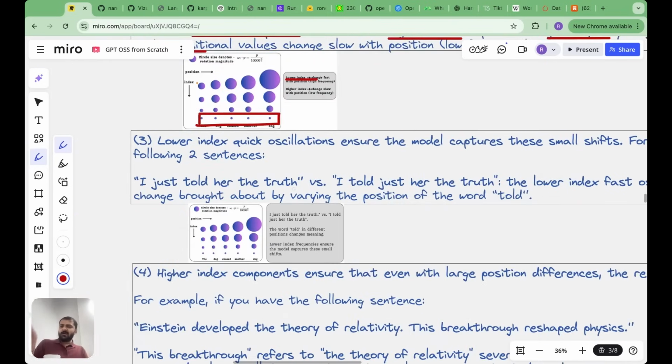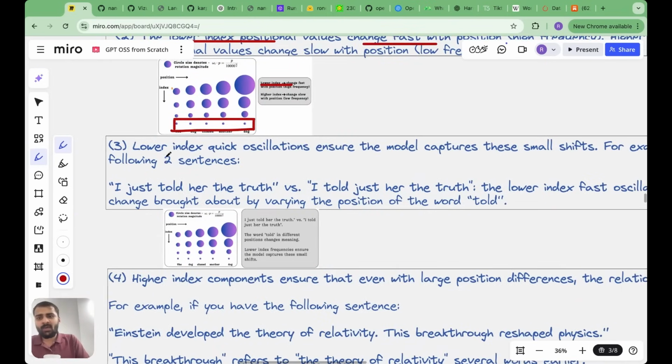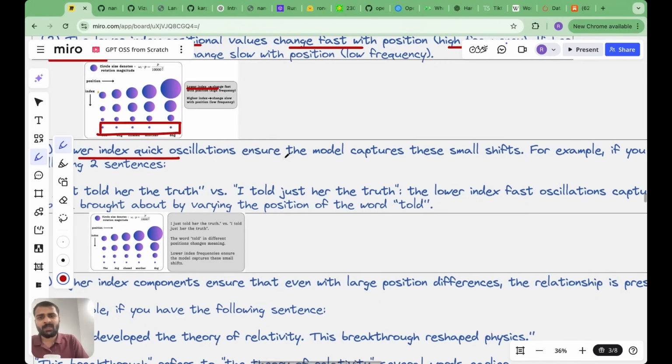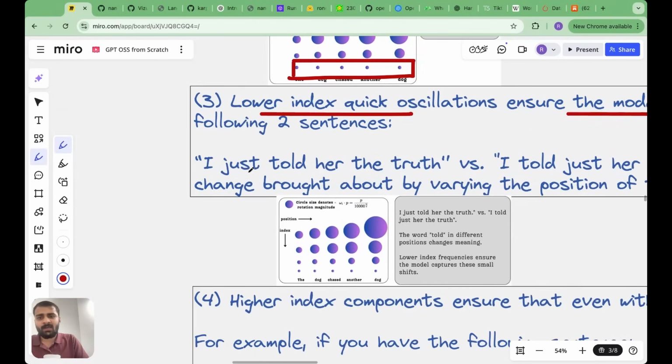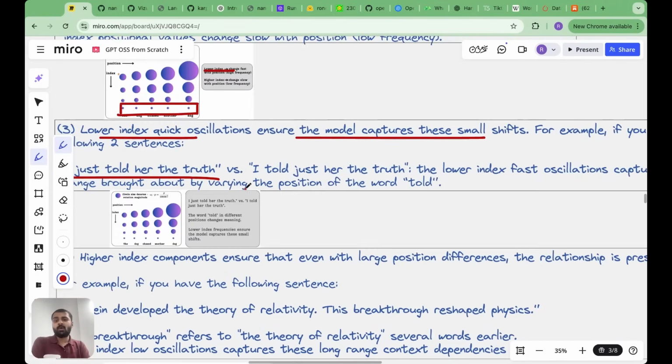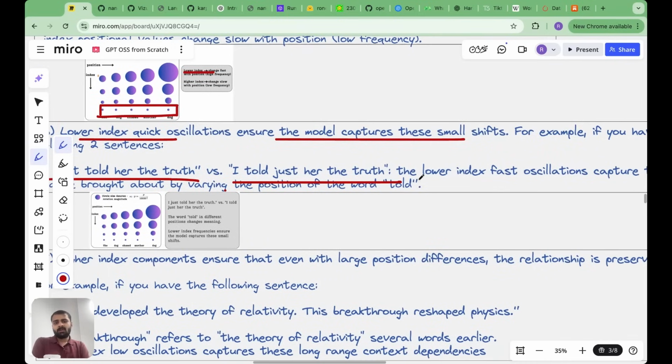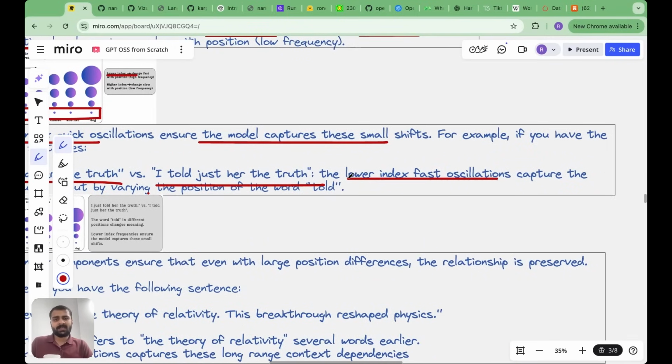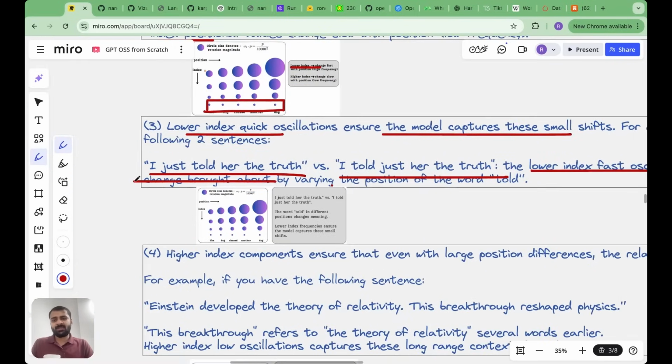Why do we need two different levels of oscillations? Well, lower index quick oscillations ensure the model captures small shifts. For example, take a look at this sentence: "I just told her the truth" versus "I told her just the truth." These are quick changes which need to be captured. So the lower index fast oscillations capture this change brought about by varying the position of the word "told".